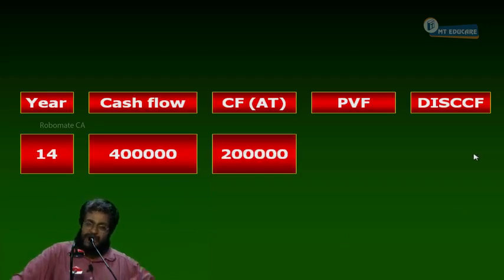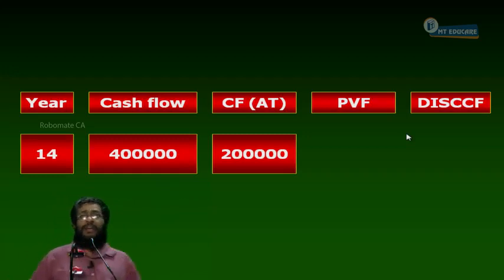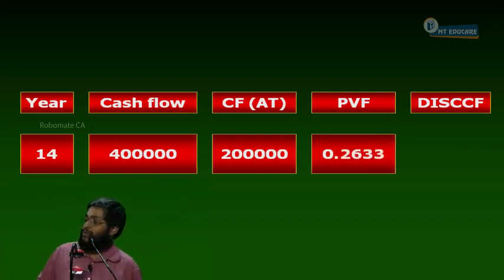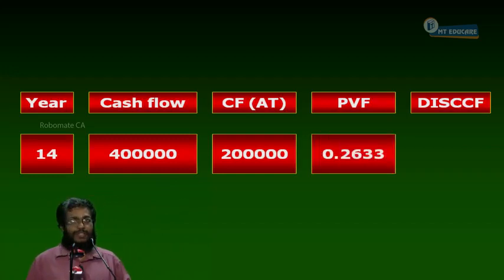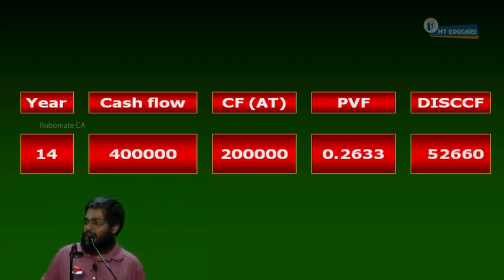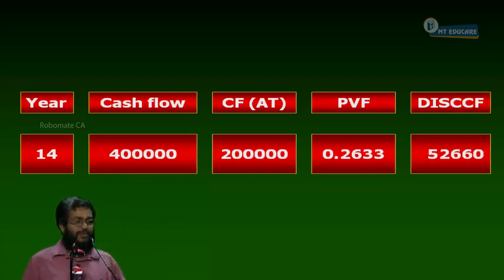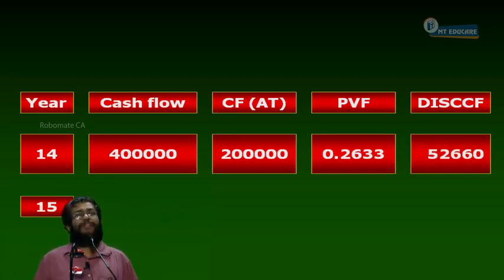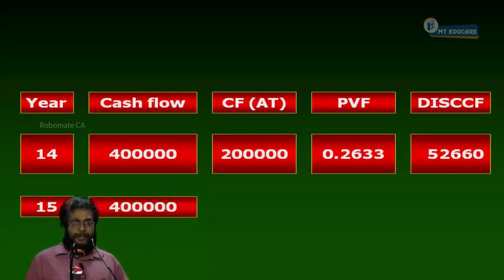Any expenses, save tax. Any income, pays tax. Okay, it is 2 lakhs. Now, present value factor, 14 years, 10%. What is the number? 0.2633. 2 lakhs into 0.2633 gives me 52,660. 15th year, you spend another 4 lakhs.